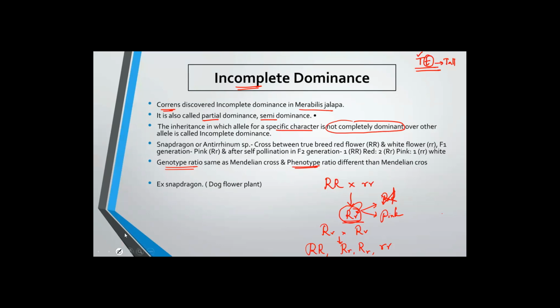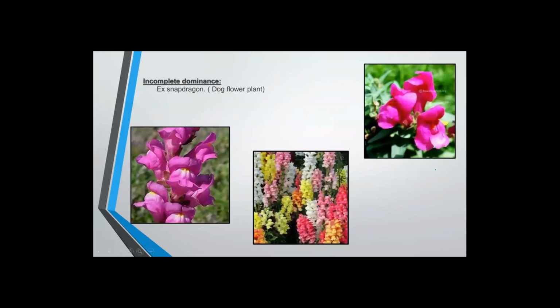Also, you can see the genotypic ratio given here is 1:2:1, similar to the Mendelian cross, whereas the phenotypic ratio was different. Here red is 1, pink is 2 and white is 1. So it is also a 1:2:1 ratio, whereas in the Mendelian cross it was a 3:1 ratio. This is an example of incomplete dominance in the snapdragon flower.